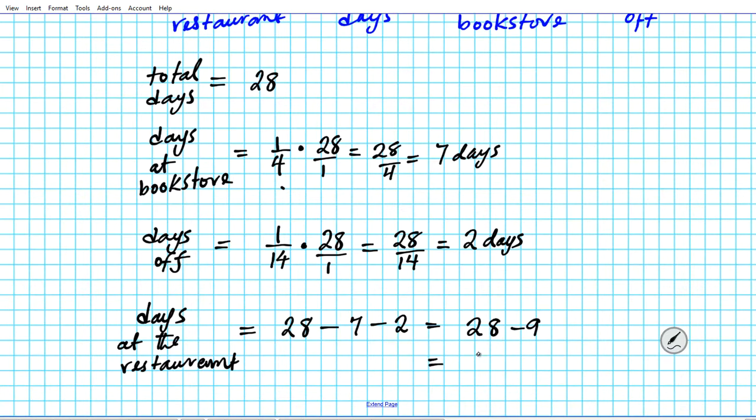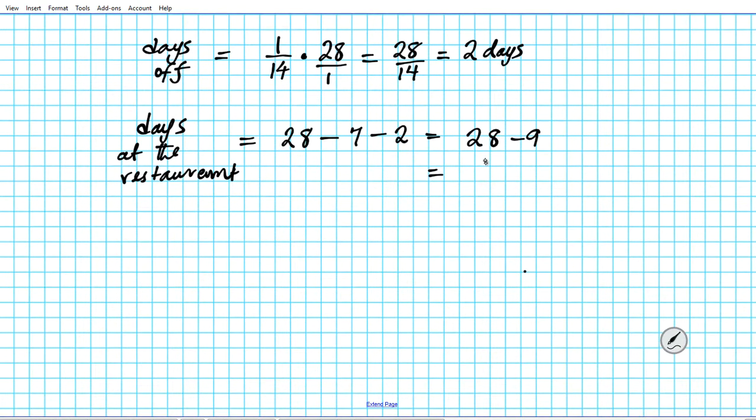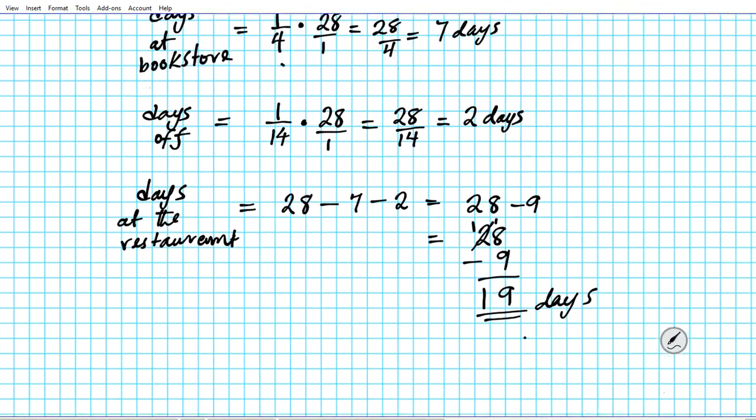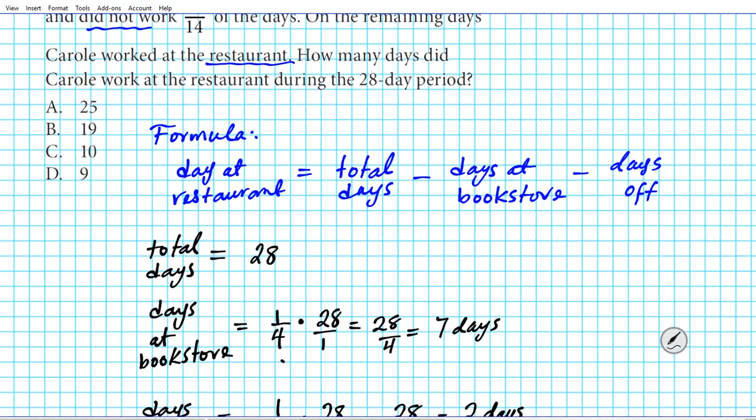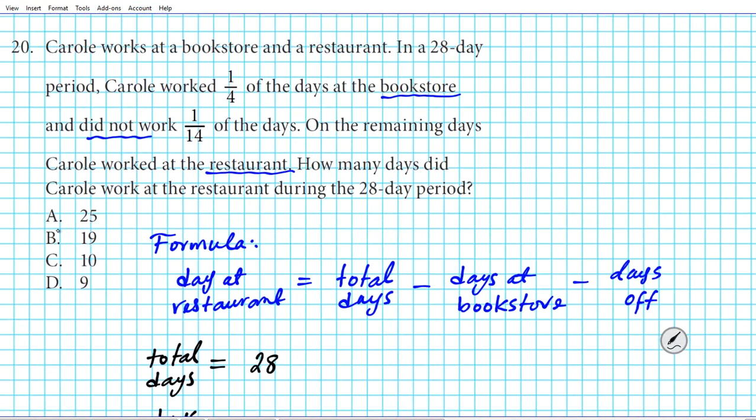28 minus 9. Let me just do it vertically so you can see what I'm doing. 28 take away 9. Since 8 is smaller than 9, we borrow 1. Okay. 18 minus 9 is 9. And we have 19 days. So she spent 19 days working at the restaurant. So the answer to question number 20 is option letter B.